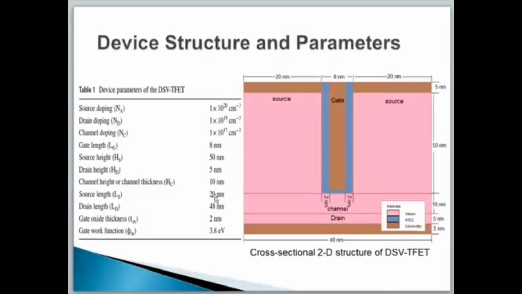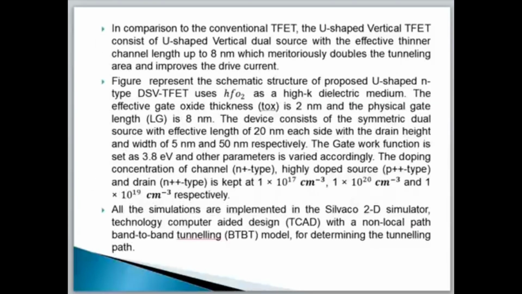From the figure, you can note that the source length on either side is 20 nanometer, the channel length is 8 nanometer, the gate oxide thickness is 2 nanometer, the source thickness is around 50 nanometer and the drain thickness is around 5 nanometer. The gate work function is set as 3.8 electron volt and other parameters are varied accordingly.